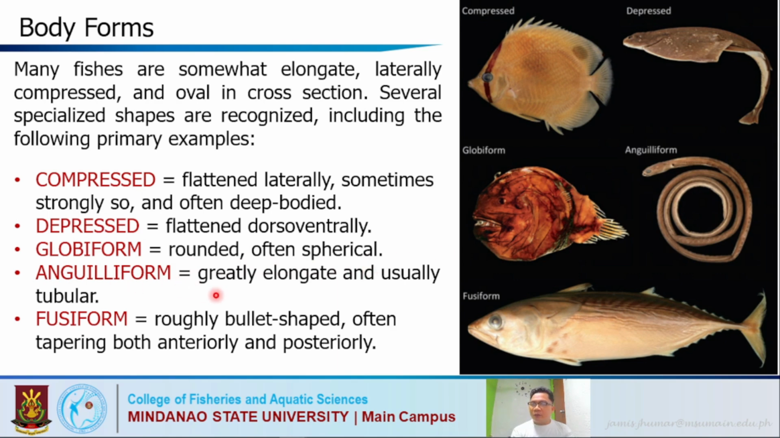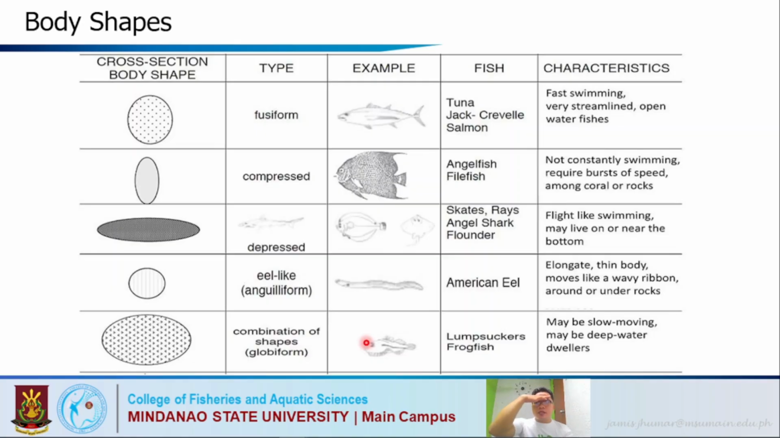And then anguilliform are greatly elongate and usually tubular. Anguilliform are like eels, hagfishes, lampreys. And then fusiform are roughly bullet-shaped, often tapering both anteriorly and posteriorly. These are basically most of the tunas or the fast-swimming fishes. So we classify them as fusiforms with respect to their body form. To explain further, this is the body shapes with the corresponding cross sections.